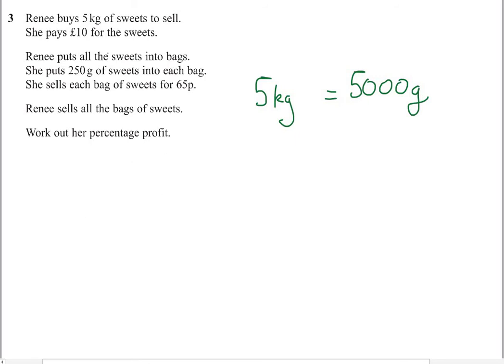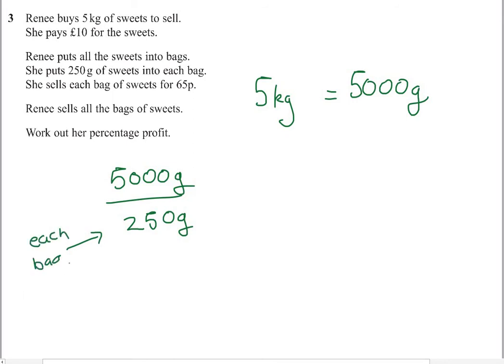Right, and we need to see how many bags she sold. So we need to do 5,000 grams divided by 250 grams. This is the quantity of each bag, and this is all sweets. Right, and then if we do this division, this is 500 divided by 25, which is 20. So she sells 20 bags.